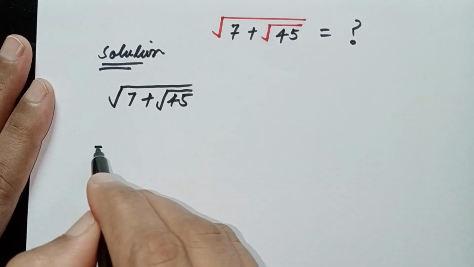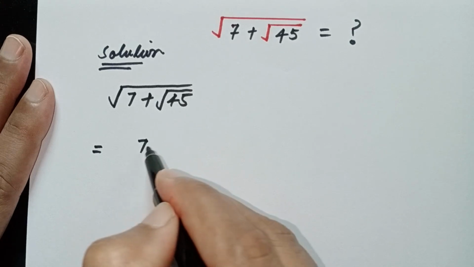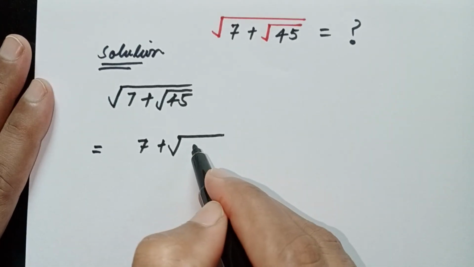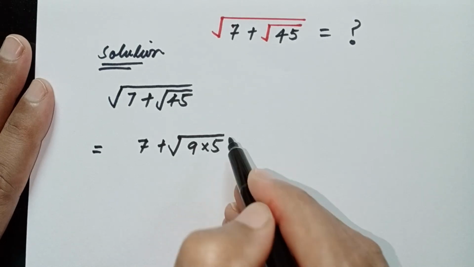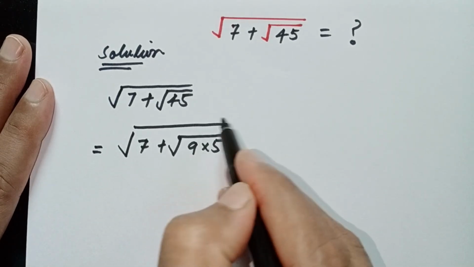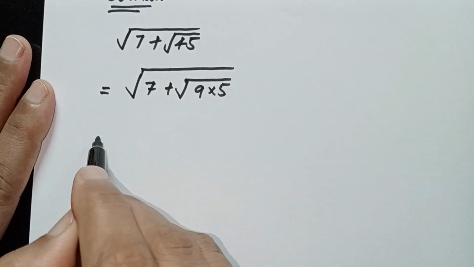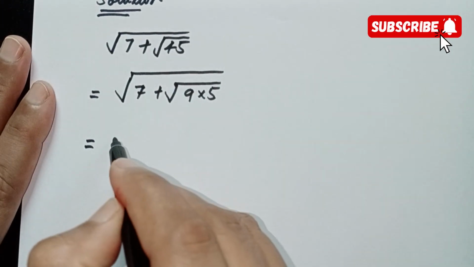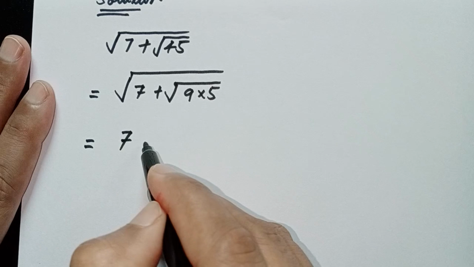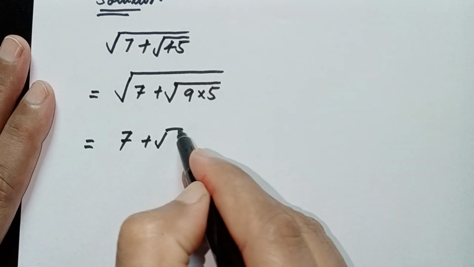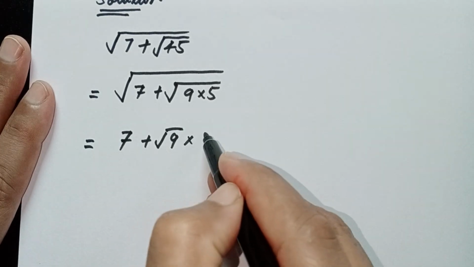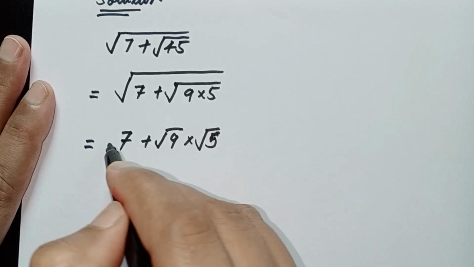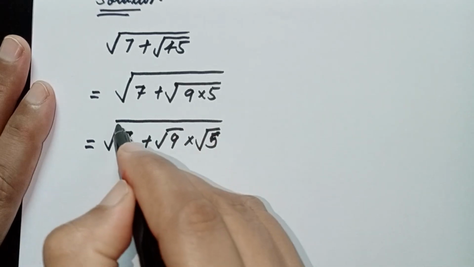We can write this 45 as the product of two numbers. 7 plus square root 45 can be written as the product of 9 and 5 under the square root. In the next step we can write 9 and 5 in separate square roots. So we will write the square root of 7 plus square root 9 times square root 5.